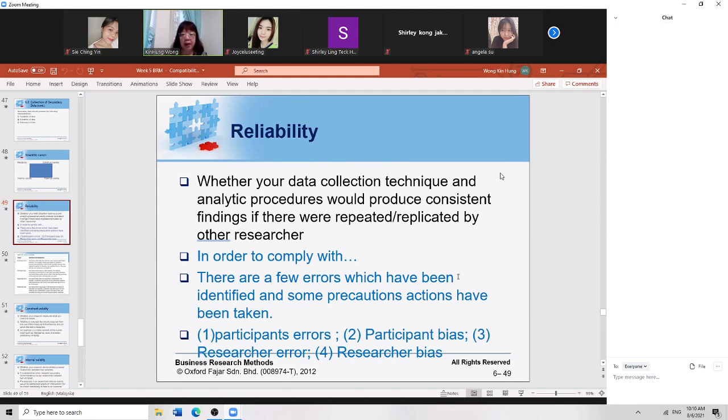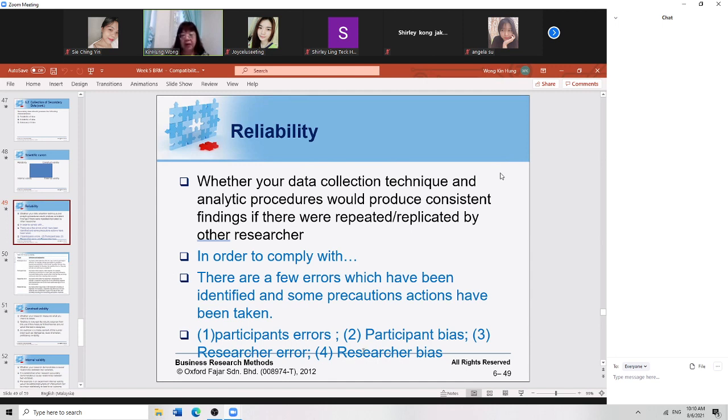So in order to comply with this, there are a few errors that have been identified, and some precautions have been taken. We have to know that when we collect data, there is participant error. Participants may make errors, and the participant that you select may also be the wrong person. We also have participant bias, researcher error and researcher bias. These are so-called inherent errors, or inherent bias, when we do data collection.